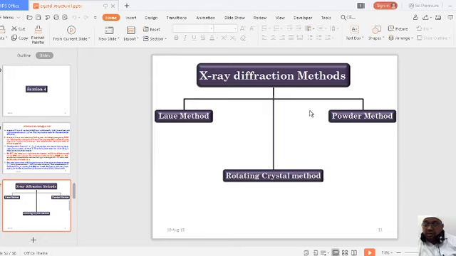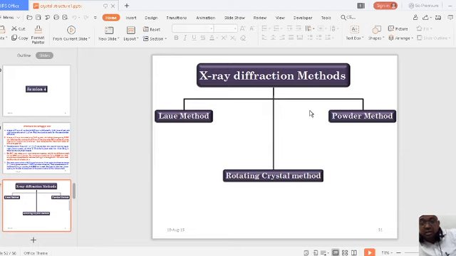See, the X-ray diffraction methods are very different. By using X-ray diffraction, we can know different properties and what the applications are. Why we are concentrating on X-ray diffraction, we will know in the next slides, right? So first of all, what are the X-ray diffraction methods? There are three different methods.